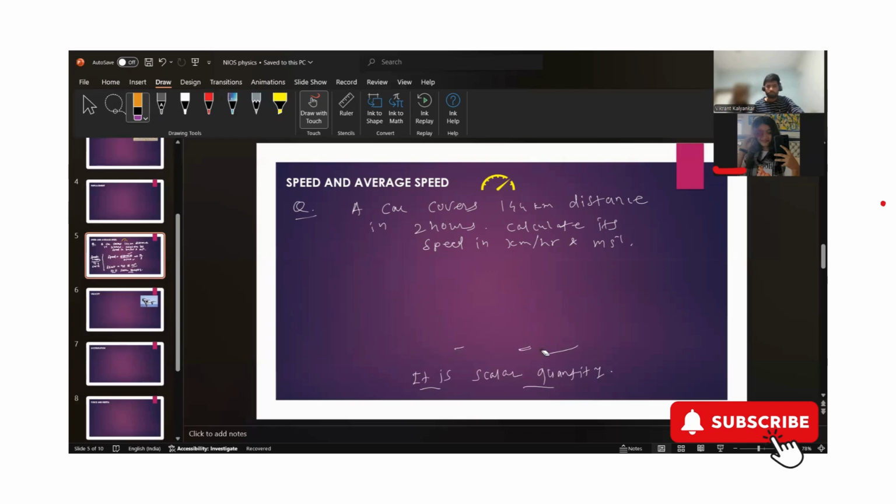What is the SI unit of speed? Meter per second. Exactly. The bigger unit of speed is kilometer per hour. Like in our car, the speedometer measures speed in kilometer per hour. So speed would be 72 kilometer per hour. Good. And what would be meter per second? Just calculate it.